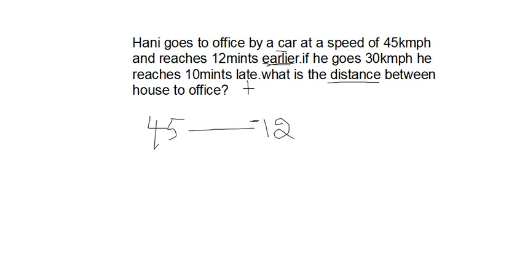Now moving to the next step. If he goes 30 kilometers per hour, I am writing here speed, 30 kilometers per hour, and it is taking him how much late? 10 minutes. 10 minutes late means what did I tell you? Plus. Remember this every time. Don't get confused: late means plus, earlier means minus. Okay, this is the data they have given, I have written it. And they are asking us to find what, friends? Distance.